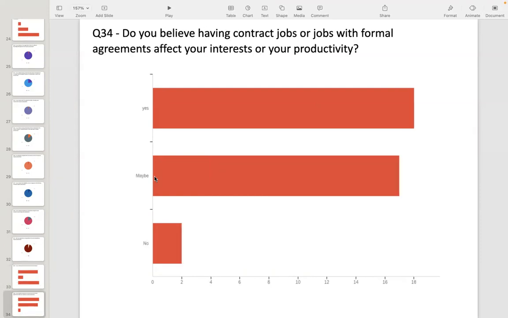Then I've added a question that is related to, do you believe having contract jobs or any formal agreements with the contributors impact the productivity? Through this question, I intended to investigate the influence of formal agreements and contracts in open source projects. My personal belief is that such agreements can bring clarity, structure, and accountability to the teams. That is the reason I have added this question.